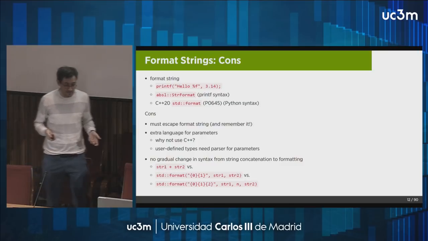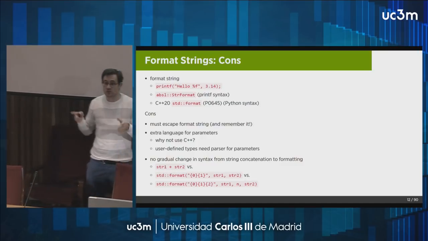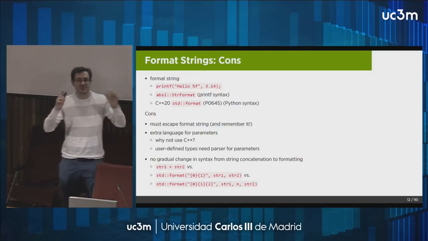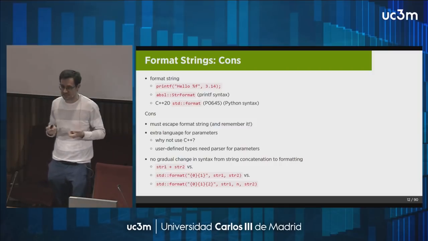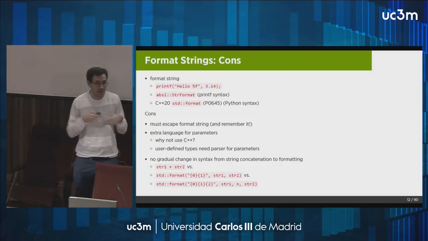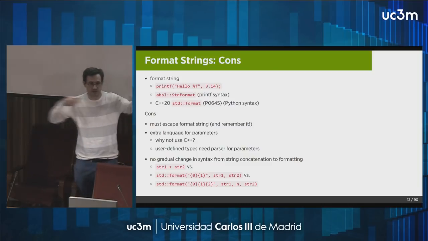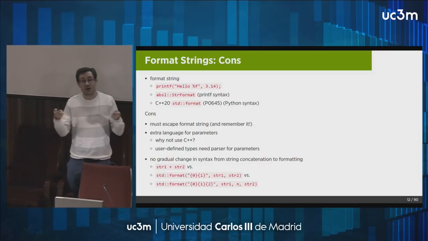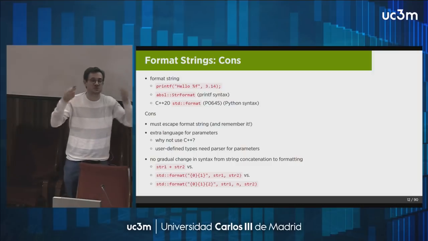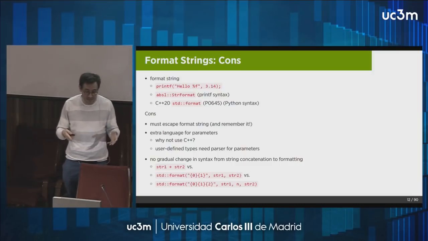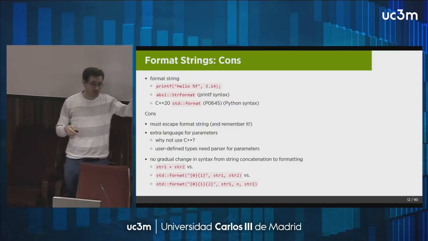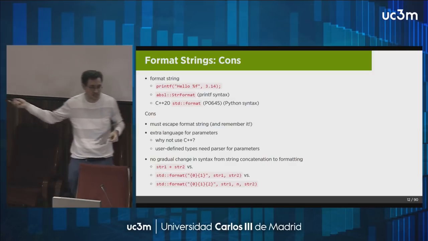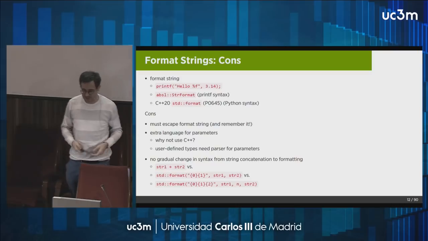Here's another thing that I don't like. There is no gradual change in syntax when you go from plain vanilla concatenation, so you have string, string, string, string, to something that inserts something that needs to be formatted into the string. So strings, you would probably naively expect to concatenate via the plus operator. You just chain them together. Now, you probably wouldn't write a std::format for it. But when you want to insert a number in between, you suddenly have to switch to std::format. So maybe people will be tempted to do a mixture of the two. I'm going to write string plus std::format just to insert my number, and then keep concatenating strings again. So there's no real canonical way to express these things.